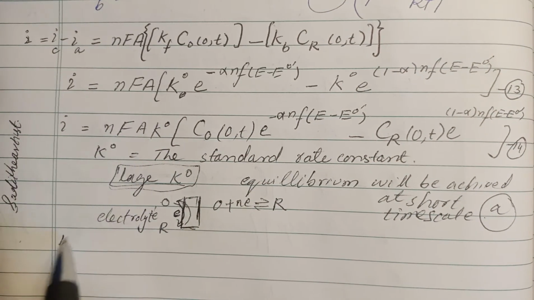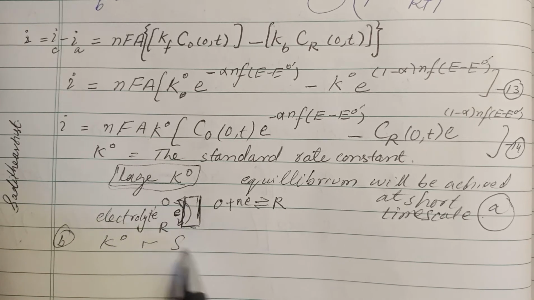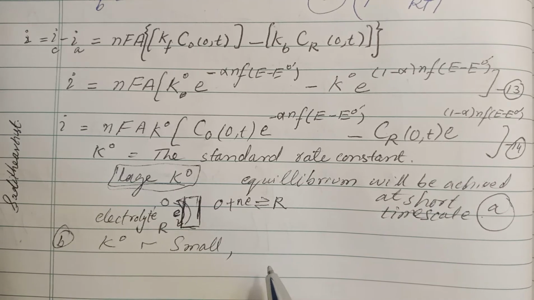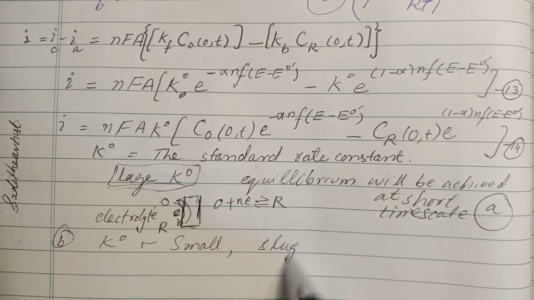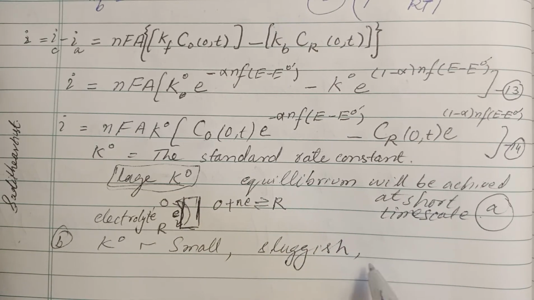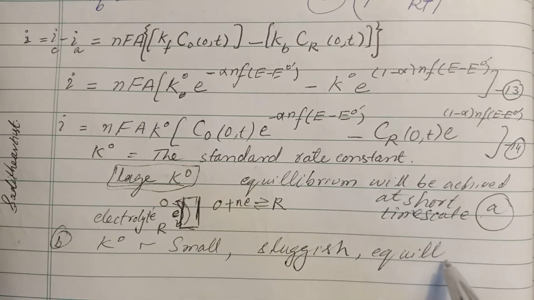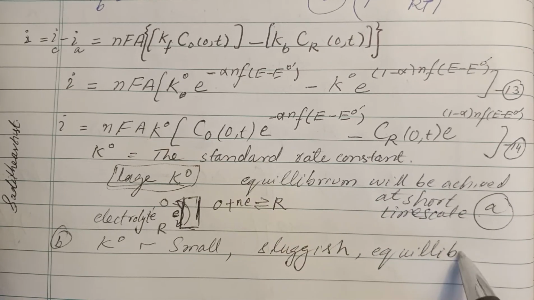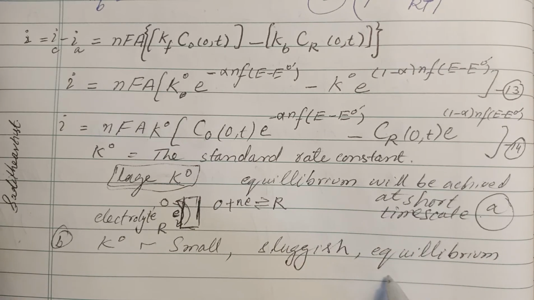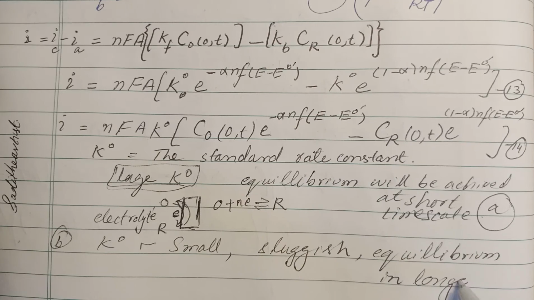The second condition is the value of K naught is small. This condition will lead to sluggish kinetics, and the equilibrium condition will be achieved in longer time.